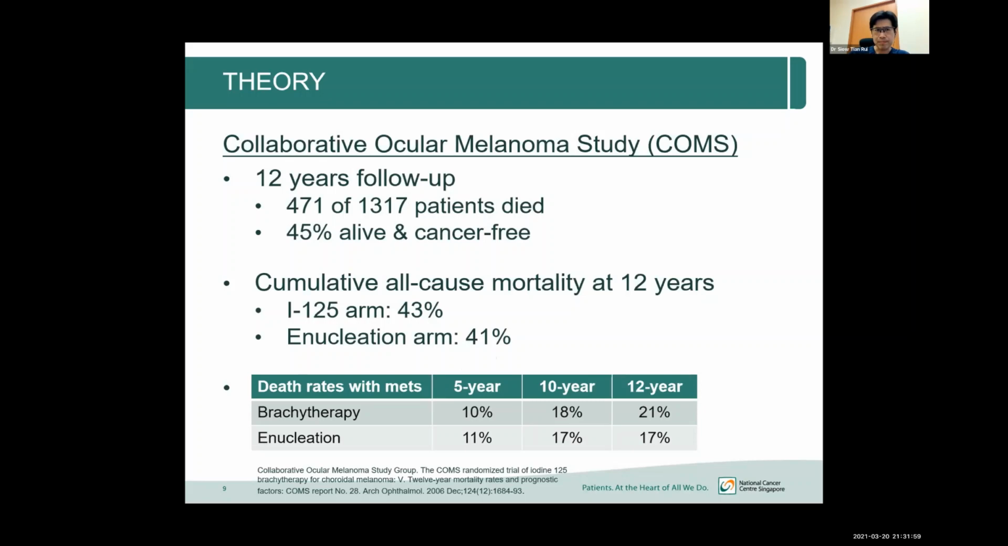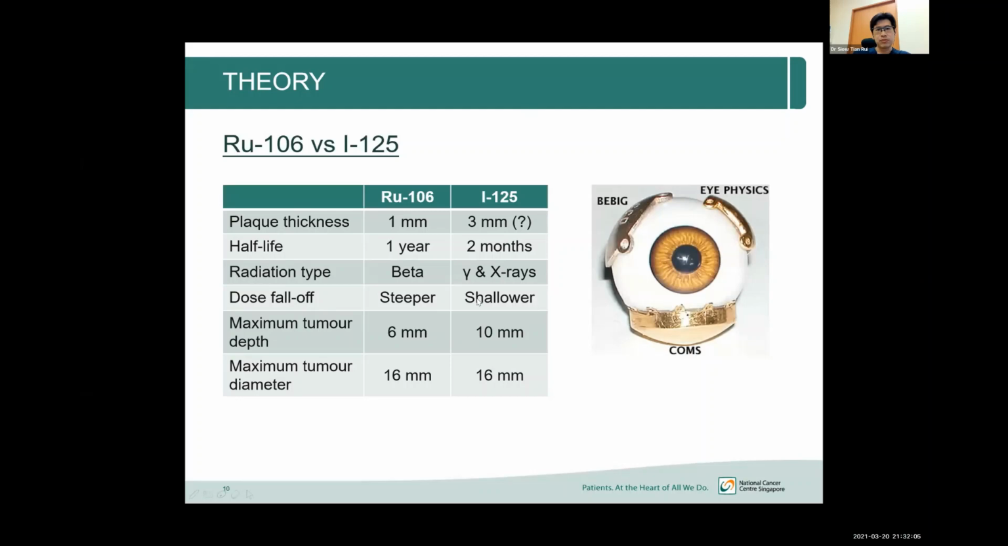Now, this is a comparison table to show the differences between the ruthenium-106 plug as well as the iodine-125. The Q&A was mentioned, so for pediatric patients and smaller tumors, ruthenium-106, because of its radiation profile as well as the thickness of the plug, is more appropriate. The iodine-125 is about maybe 3-ish millimeters thick, so it's a bit thicker, and maybe harder to implant for younger patients.